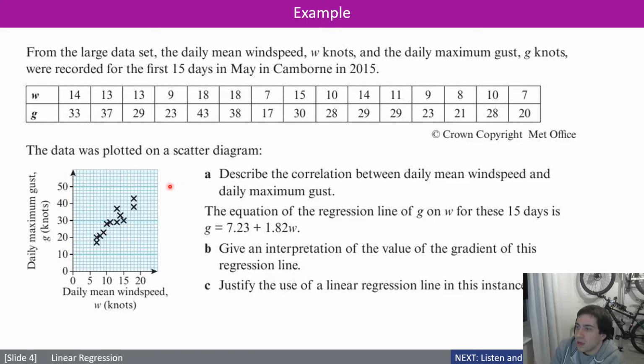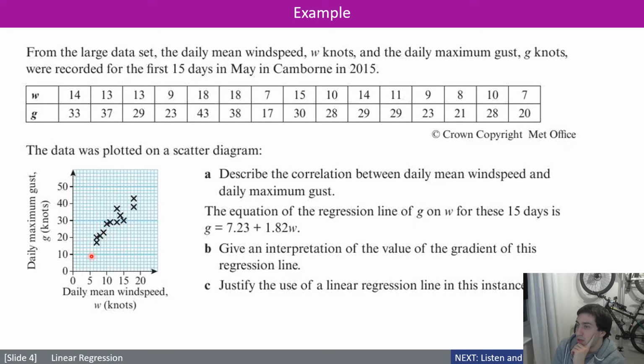Okay, they've drawn the scatter diagram for us here. It certainly looks by eye like there's correlation. There's linear correlation, it seems. We could calculate a PMCC to double check that if we wanted to, but let's take a look at the questions. So A, describe the correlation between daily mean wind speed and daily maximum gust. You could do this by eye. I think for this question, it's fine to do by eye.